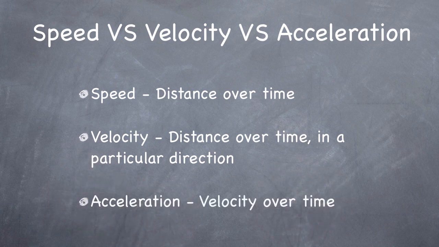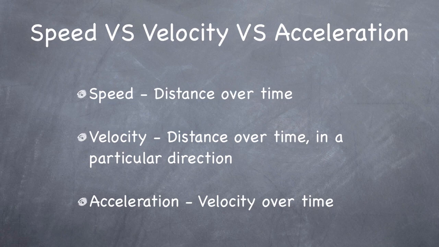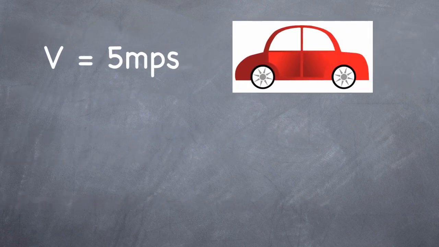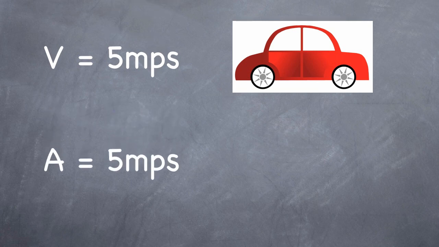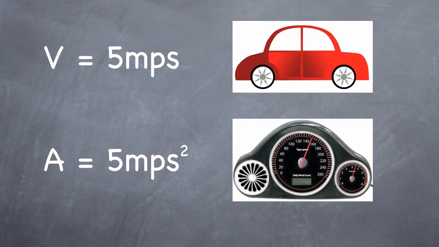Now acceleration is velocity over time, and this is kind of hard for our brains to measure. So here's an example. If your velocity is 5, that means you gain 5 meters every second. However, if your acceleration is 5, that means you gain 5 meters per second every second. So basically, every second, if your velocity is 5, you go 5 meters. But if your acceleration is 5, every second your speed goes up by 5 meters per second.